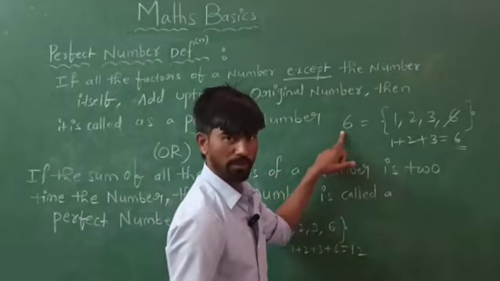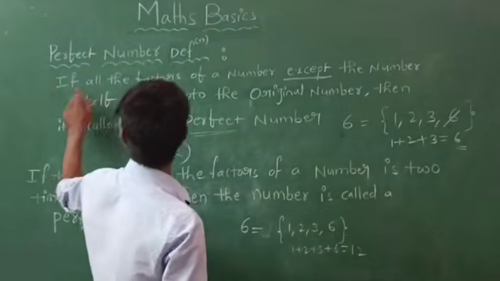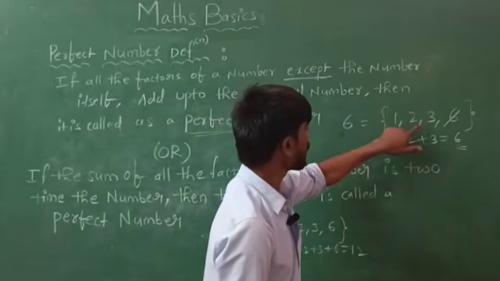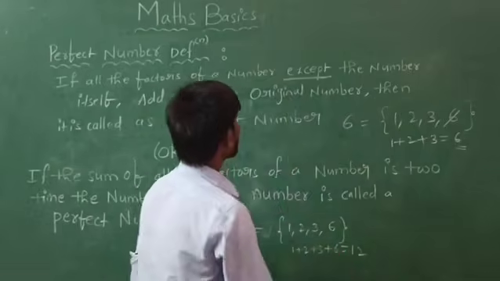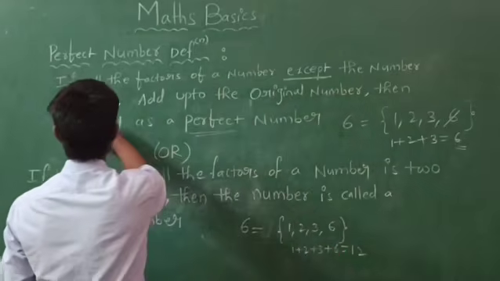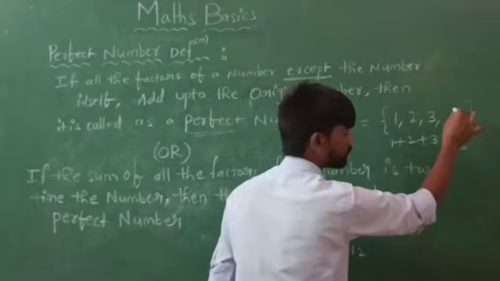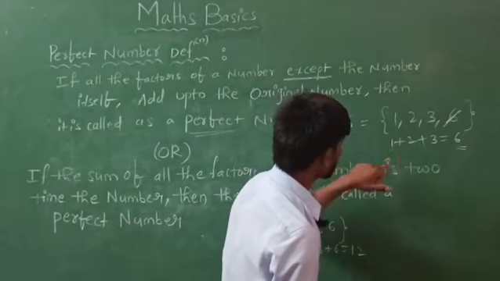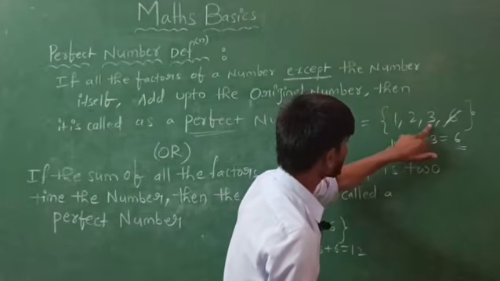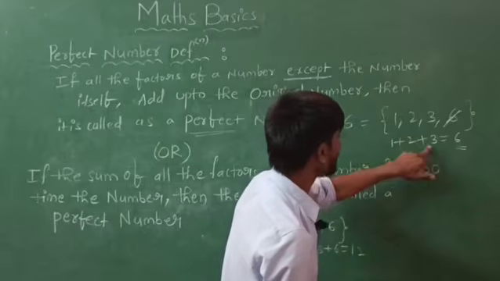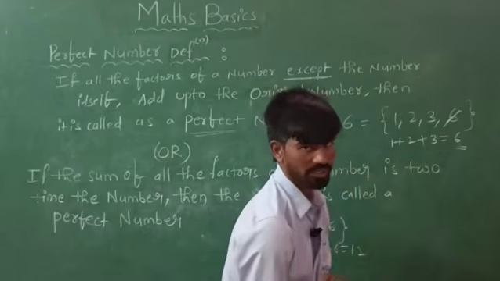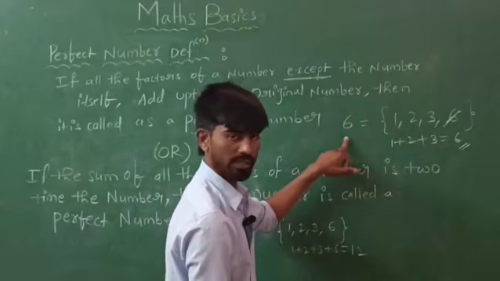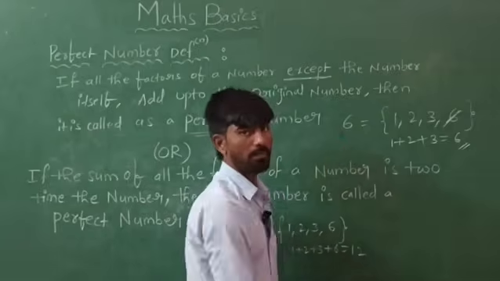For example, I'm taking one number, 6. Here all the factors of this number are 1, 2, 3, 6. Except the number itself, meaning this number itself I am taking away, the rest of the factors are 1, 2, 3. We can add each term: 1 plus 2 plus 3 is equal to 6. So the same original number came. This number is called a perfect number.